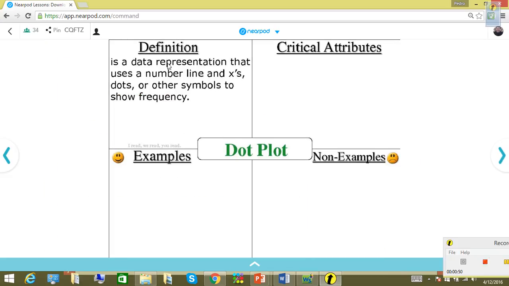A dot plot is a data representation that uses a number line and X's, dots, or other symbols to show frequency. Once again, a dot plot is a data representation that uses a number line and X's, dots, or other symbols to show frequency. Now, you've seen dot plots ever since you were in preschool, but probably you never realized that they had a name.